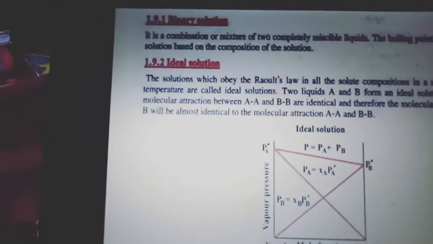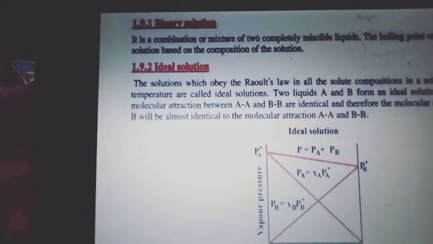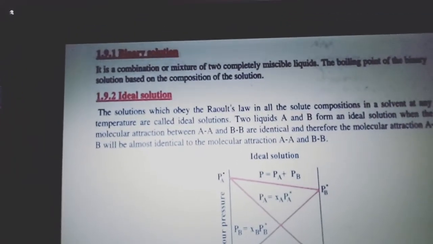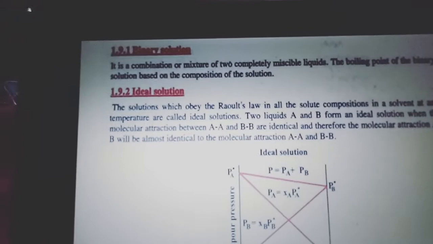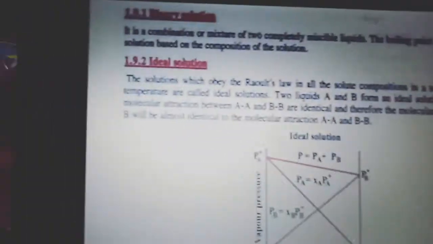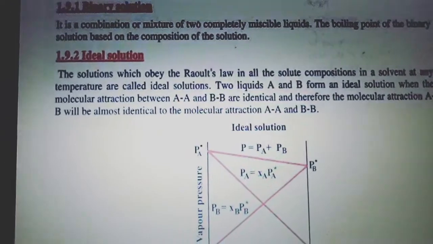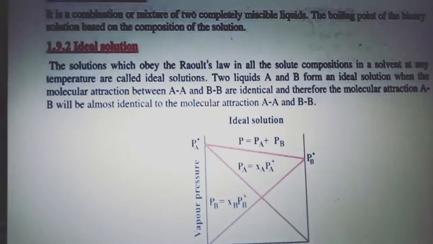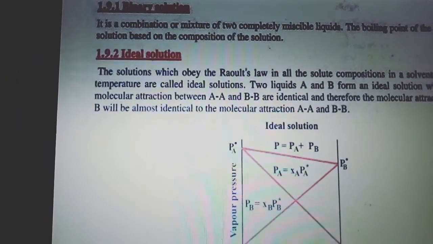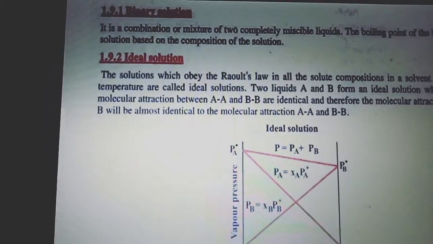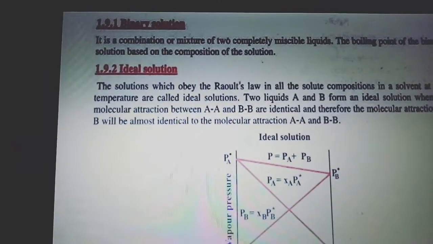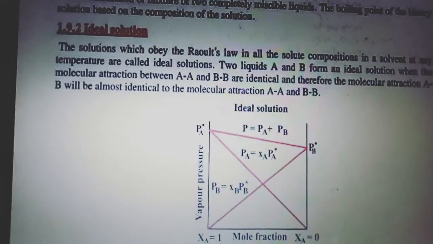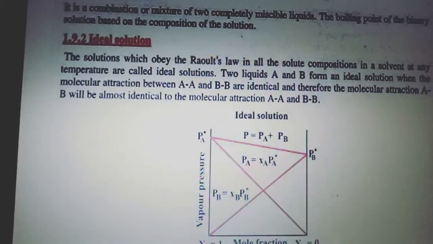Okay. Now ideal solution. We have studied Raoult's law. So ideal solutions are the solutions which obey Raoult's law in all solute compositions in a solvent at all temperatures. Means those solutions which obey Raoult's law under all conditions of temperature. These are called ideal solutions. For example, two liquids A and B form an ideal solution when the molecular attractions between AA and BB are identical. Therefore, the molecular attraction AB will be almost identical to the molecular attraction AA and BB.